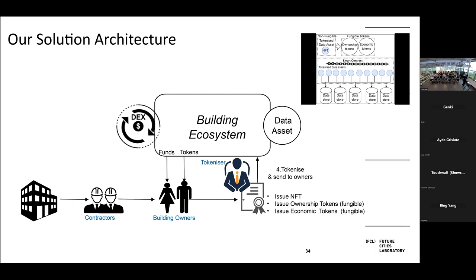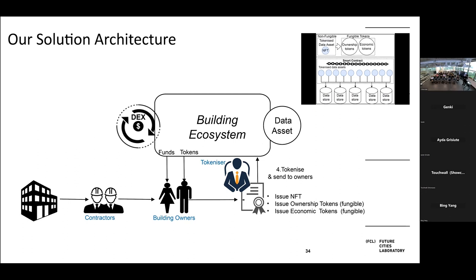And the purpose of economic tokens is to raise capital. So capital can be raised to cover the costs of hiring the contractors and getting this information digitized. It can also be partly used to pay the tokenizer and also to put this information on a data store, so eventually people can consume it. But they all cost money, and these economic tokens can then be issued to members of the public or to institutional investors. And in return, the building owners are paid for it.